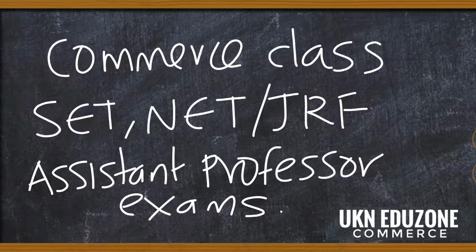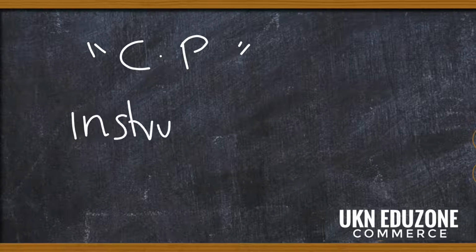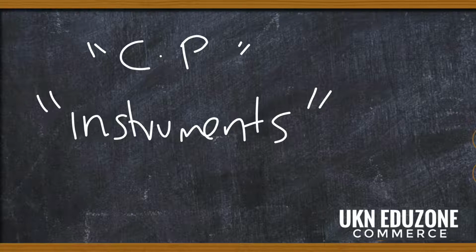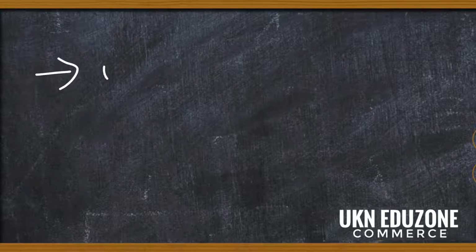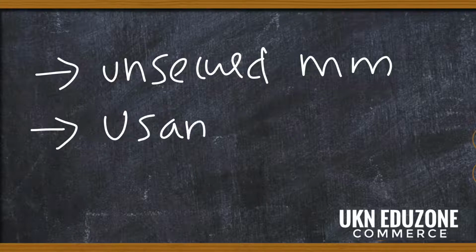So let us understand what is commercial paper. Companies and financial institutions can borrow money by using different kinds of financial instruments. Commercial paper is one of the major money market instruments. Commercial paper is an unsecured money market instrument. It is issued in the form of a usance promissory note.